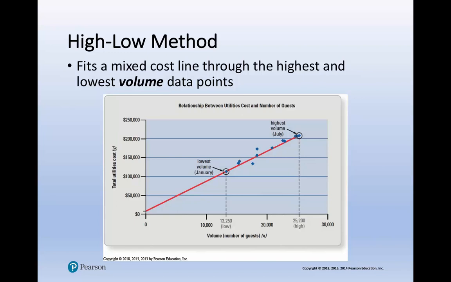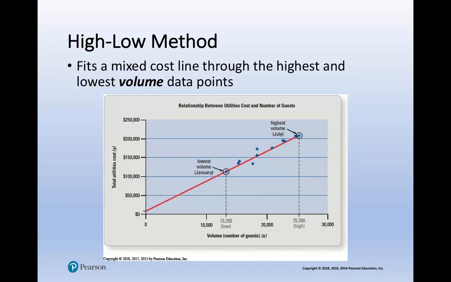So step one, and you might want to write this down because it's not going to be on your PowerPoint, just the way I like to think about it. Step one, what you want to do is find your high and your low for activity. In this case, it could be the volume, number of guests, the number of units sold, or the miles driven. A lot of times for these examples, it's a car expense, just because your volume is your mileage and it has a mixed element to it. You want to find your high and your low activity, and then you want to find your high and your low dollars.